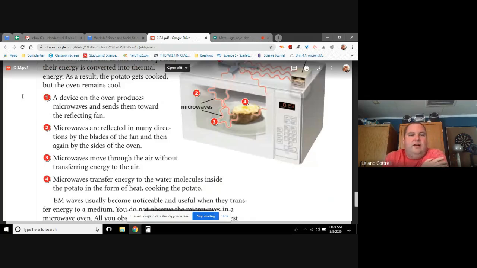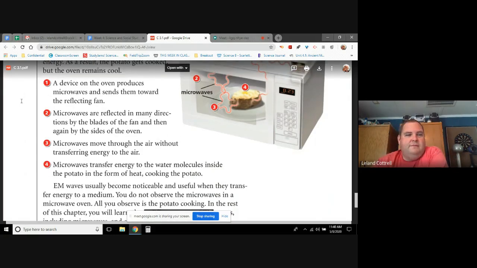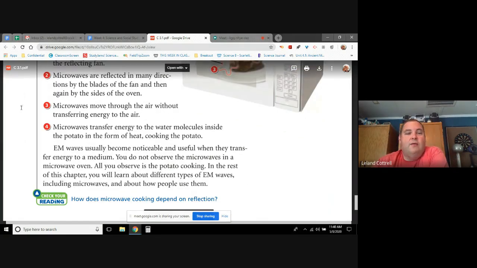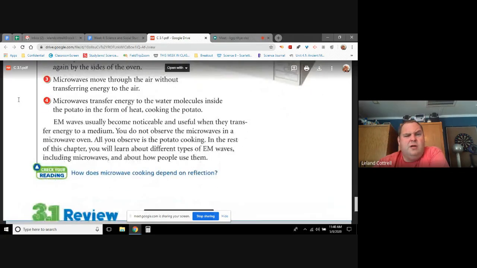Number one, a device on the oven produces microwaves and sends them toward the reflecting fan. Number two, microwaves are reflected in many different directions by the blades of the fan and then again by the sides of the oven. Number three, microwaves move through the air without transferring energy to the air. Number four, microwaves transfer energy to the water molecules inside the potato in the form of heat, cooking the potato.